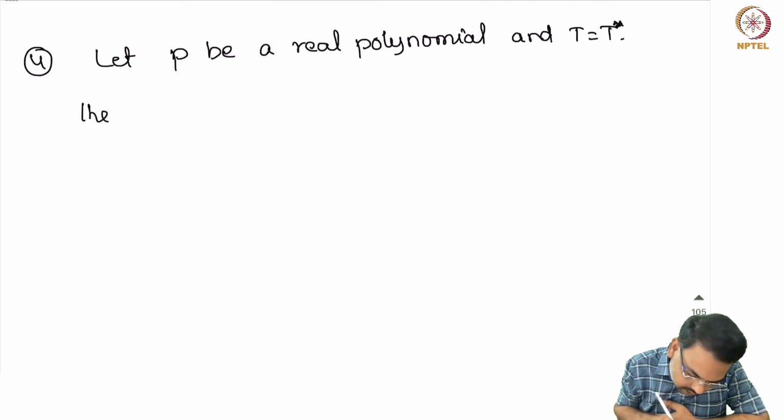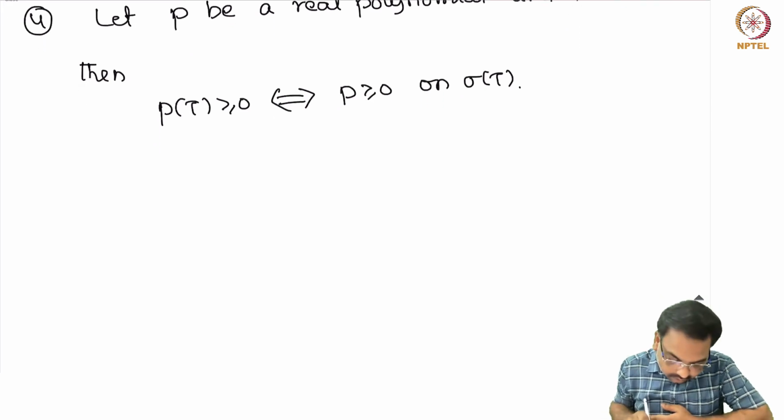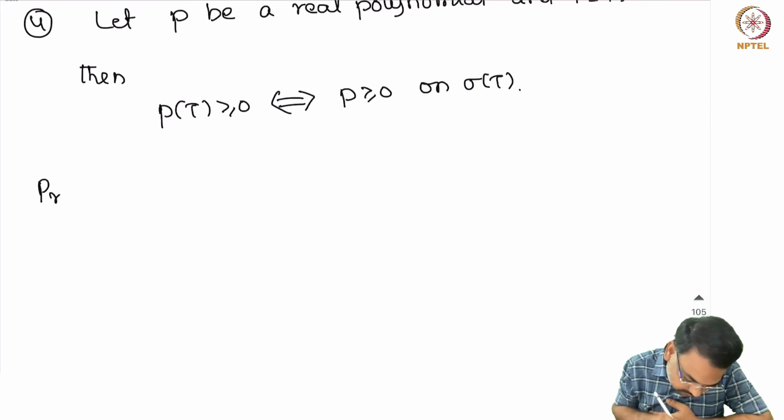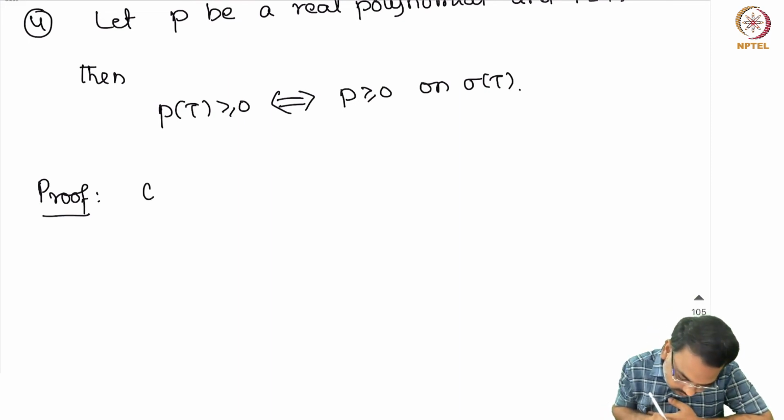Then we can say that P of T is positive if and only if P is positive on the spectrum of T. The proof follows from the earlier result that when T is self-adjoint, P of T is self-adjoint. So we have P of T star is P of T.